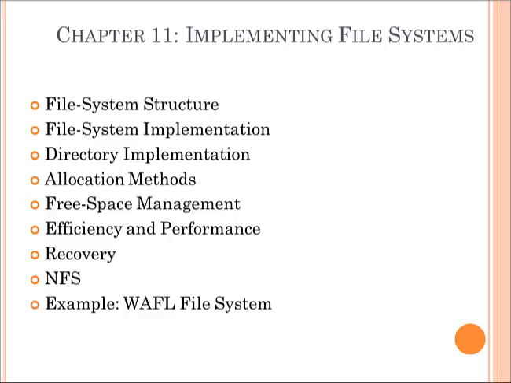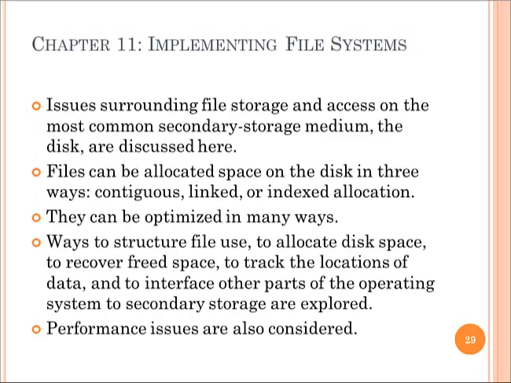So we have file system structure, file system implementation, directory implementation, allocation methods, free space management, efficiency, performance. That's like completing your disk cleanup or doing your disk defragmentation. These are things that need to be done. How to recover files in case by accident they got deleted. NFS, very common file system structure. So we'll be looking at some examples as well. And then implementing them for Chapter 11, issues surrounding file storage and access.